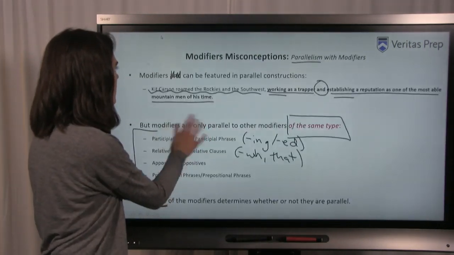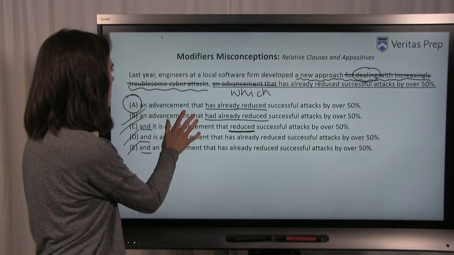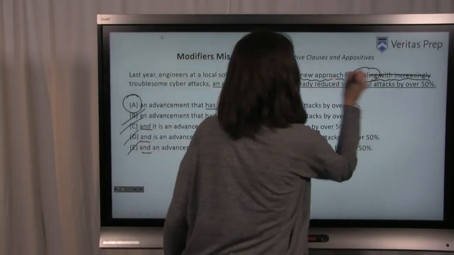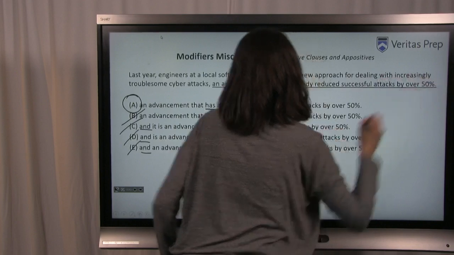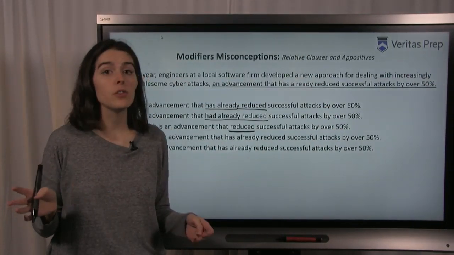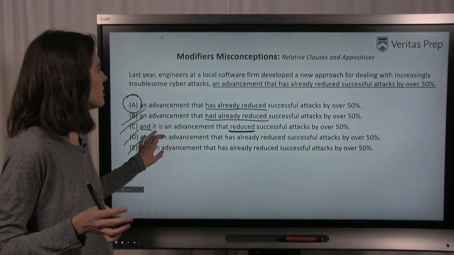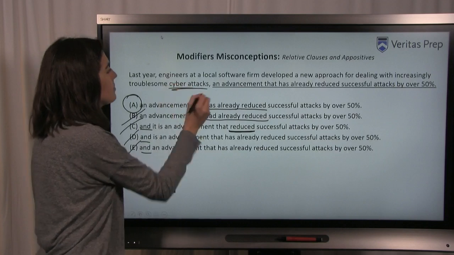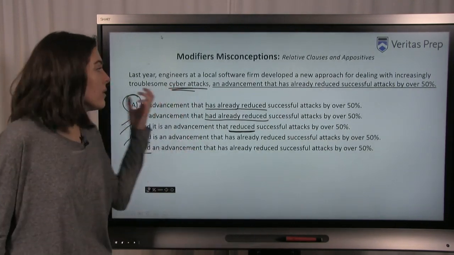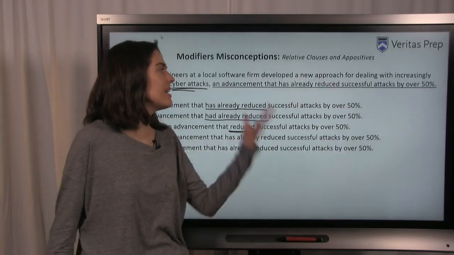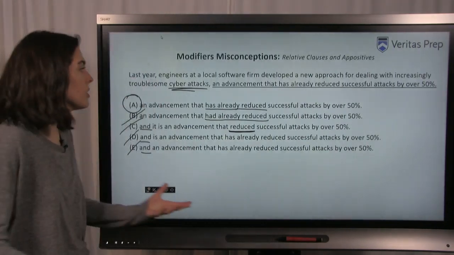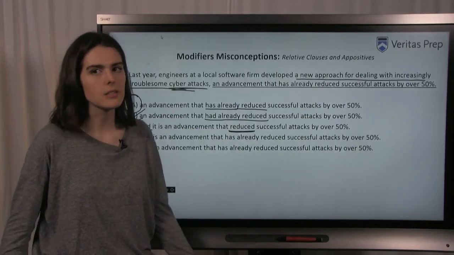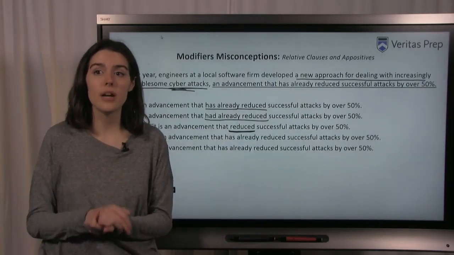So the one that we might be thinking of is this one. So let me just really quickly erase the changes we made. So here, an advancement that has already reduced successful attacks by over 50%, right? Oh no, this is probably not the one. Whatever. So we're going, okay, technically, because this has to describe a noun, it could describe cyber attacks. Technically, that would be grammatically correct. However, if we think about it logically, cyber attacks, why would they be an advancement that reduced successful attacks? That doesn't really make sense. So then we're gonna go, okay, it's not describing cyber attacks, it's describing the whole noun phrase, a new approach for dealing with increasingly troublesome cyber attacks. Hopefully that makes more sense. So logic on top of grammar.